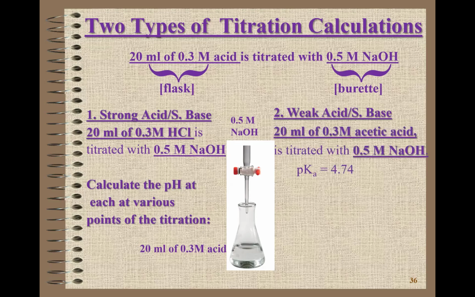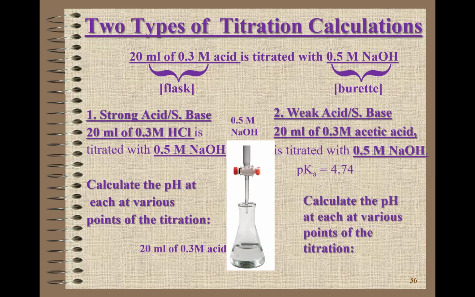In that case, we're going to need to know the Ka and the pKa, but we're given the pKa. We can find the Ka from the pKa, and we'll go through that. So we're going to calculate the pH at each of various points of titration. I'm going to start off with no base, then I'm going to add 10 milliliters, then 12 milliliters, and then I think 20 milliliters. Then I'll do the same over here. And we're going to calculate the pH in each case.